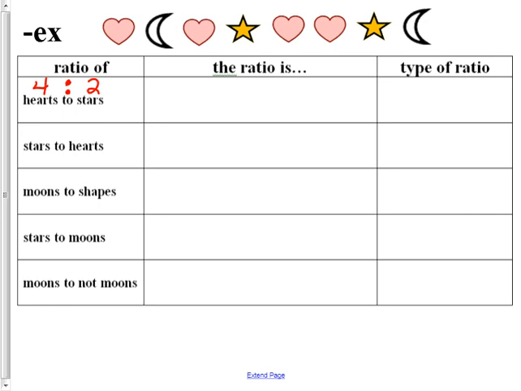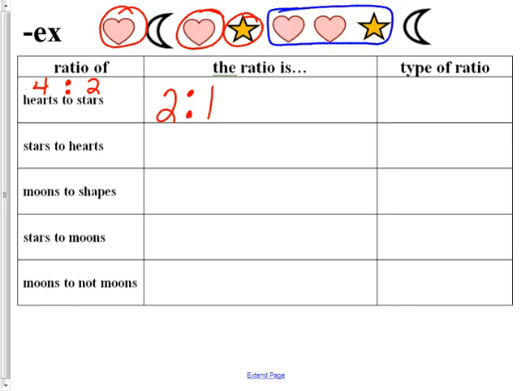One way to write them is to put a colon between them, but before we do anything else, we also want to think about the idea that we can simplify those. Yes, there are 4 hearts and there are 2 stars, but we could also say that we can simplify 4 and 2 both by 2. 4 divided by 2 is 2, 2 divided by 2 is 1, so we can simplify this to a ratio of 2 to 1. And what that means is for every 2 hearts, there's 1 star. And if I look over at the other group, for every 2 hearts, there's 1 star. So I can simplify that ratio of 4 to 2 to a ratio of 2 to 1.